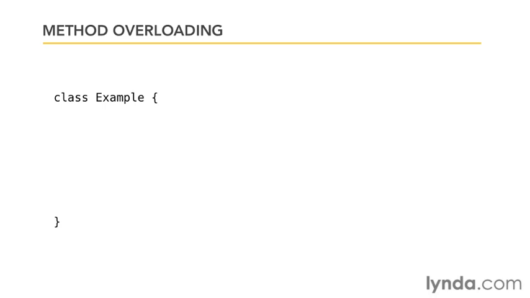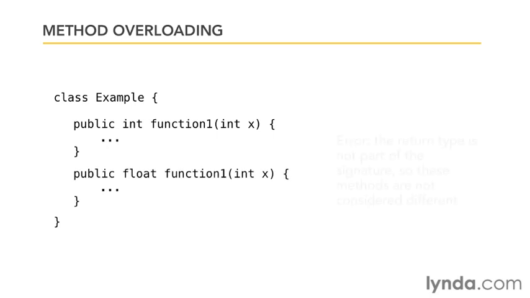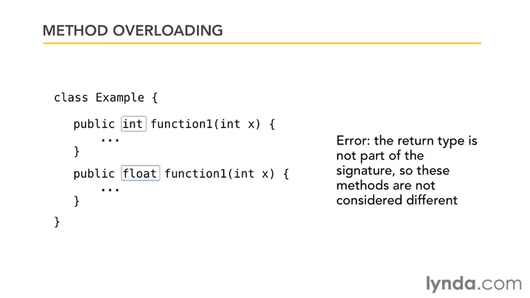Let's take a look at an example that doesn't work. If I have a class and I wanted to provide two functions of the same name, here I've got a function that takes an integer and returns an integer, and I've got another function that takes an integer but returns a float. The problem is this is an error. The return type of the function is not part of the signature. It's the parameter list. These methods are not considered different by the compiler.